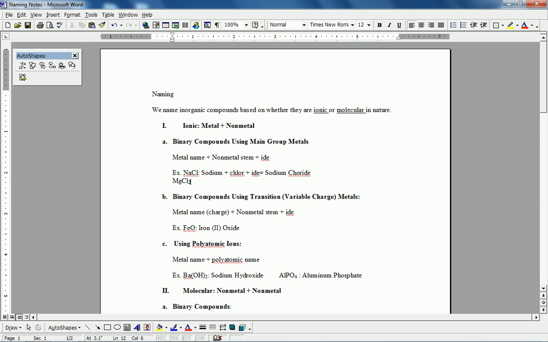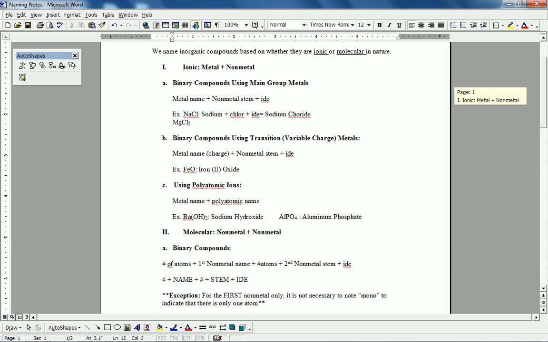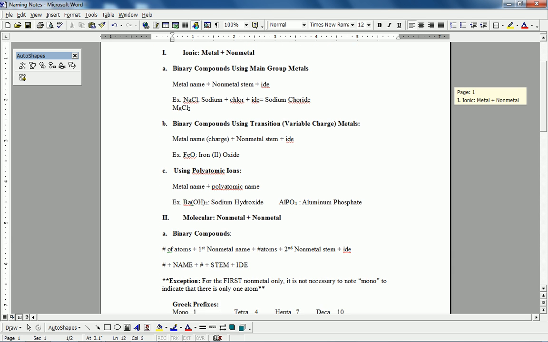There is no need to say how many of these you have, and that's probably the number one mistake students make: always giving the mono-di-tri indication of numbers of atoms in an ionic compound. Where you see a metal, you should never see a Greek prefix to tell you the number of atoms in the compound itself. Very rarely do we see that.